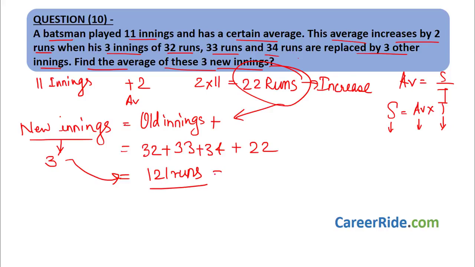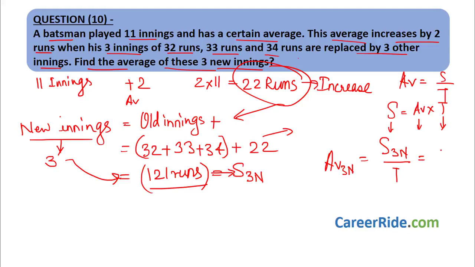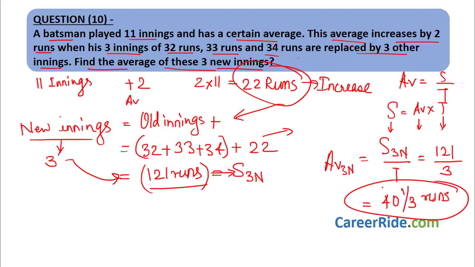So that is nothing but the sum of 3 new innings. This is the sum of 3 old innings. This is the increase in the number of runs in all the 11 innings. This is the sum of 3 new innings. What is the average of the 3 new innings now? Sum of 3 new innings upon total number of innings. Sum of 3 new innings is 121 divided by 3. That would give us 41 by 3 runs, which is the average of the 3 new innings.